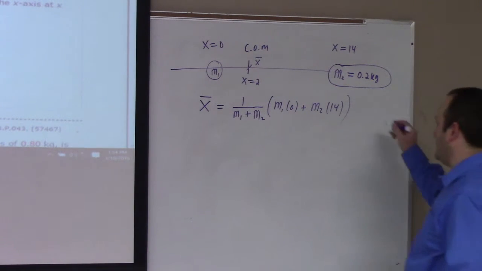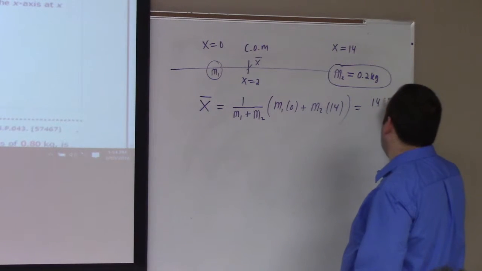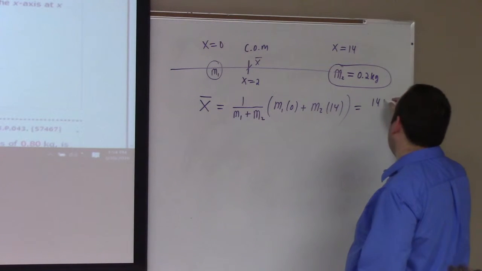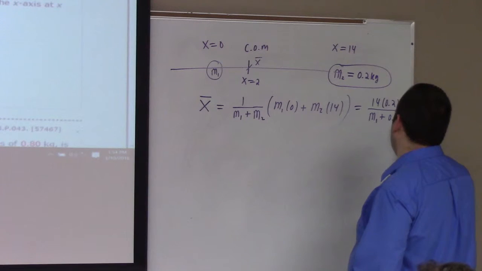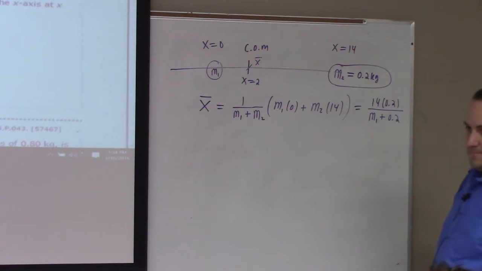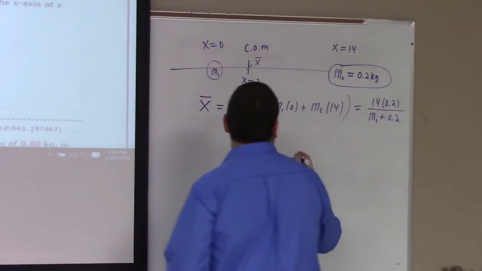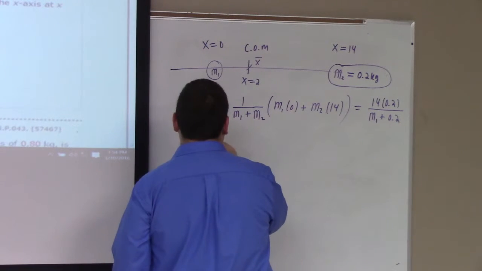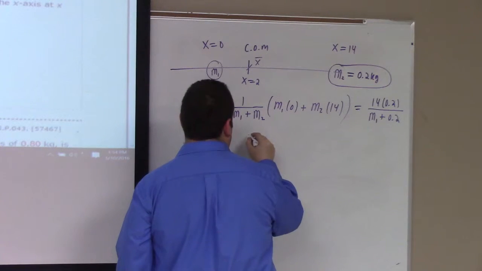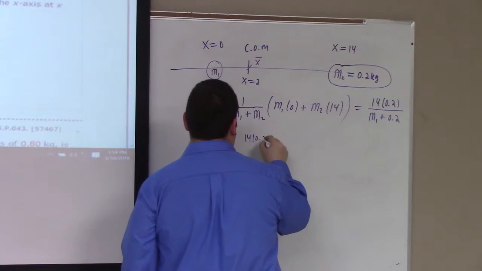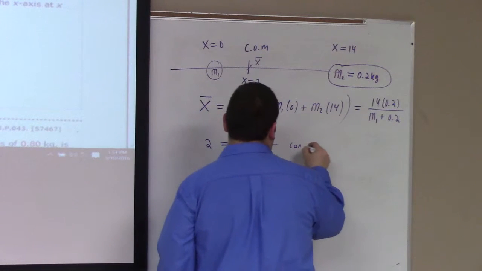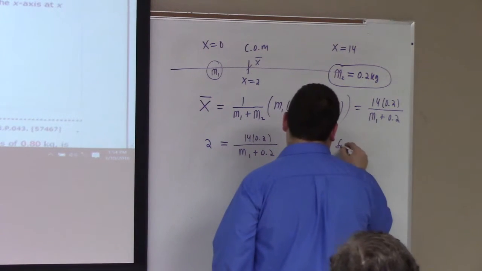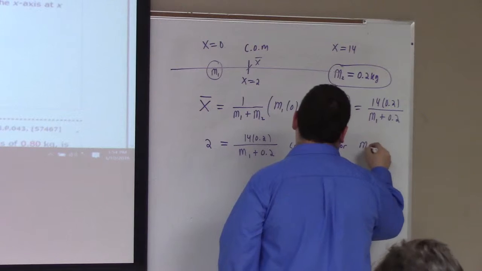Now what is this here? Well, this is really just 14m2, 14 times 0.2 divided by m1 plus 0.2. But since we know that 2 is equal to 14 times 0.2 divided by m1 plus 0.2, you can solve for what? You can solve for m1, right?